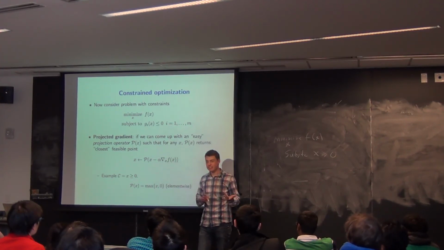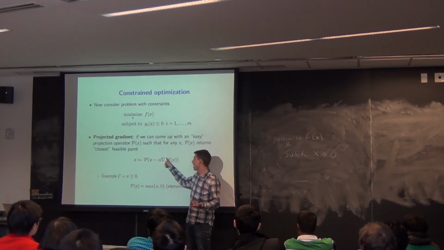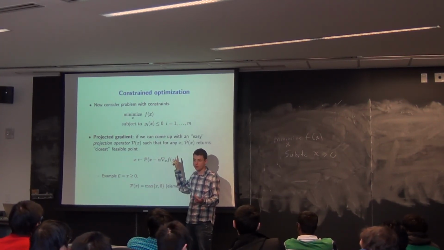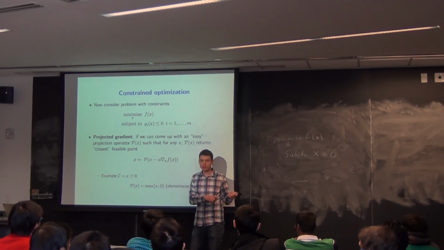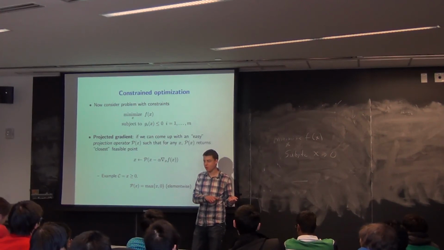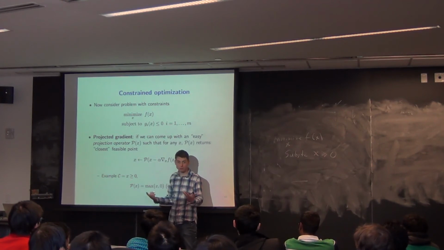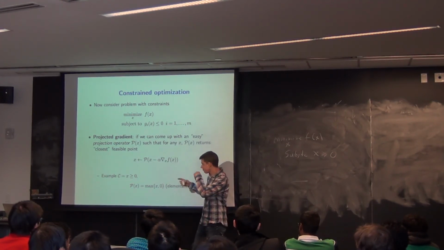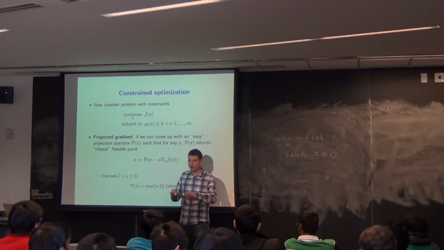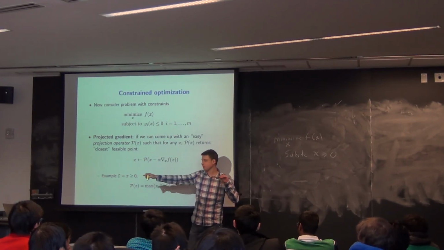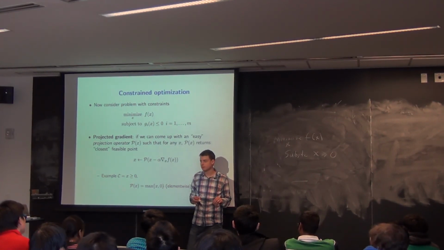It's exactly like gradient descent. You take your current x, subtract off some multiple of the gradient, but then you project that back into the feasible set. Okay, you apply your projection operator to that whole thing. So x here at every iteration is always feasible because it's always some projection onto the feasible set.